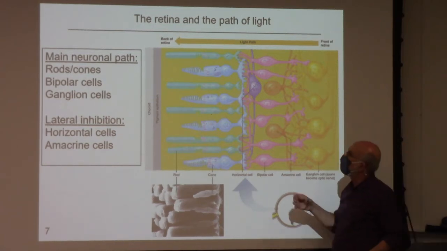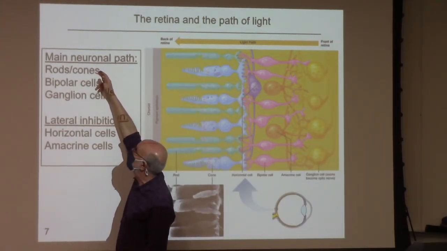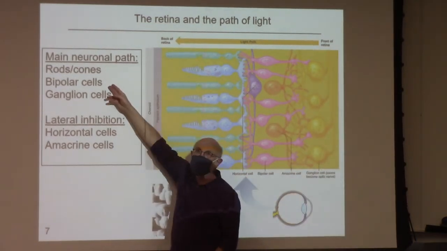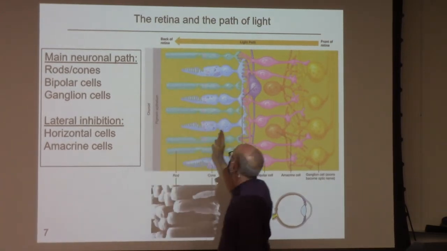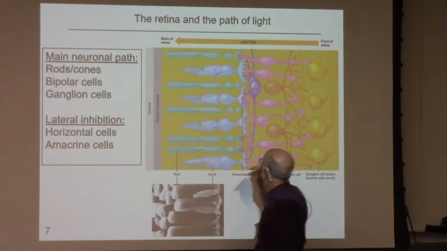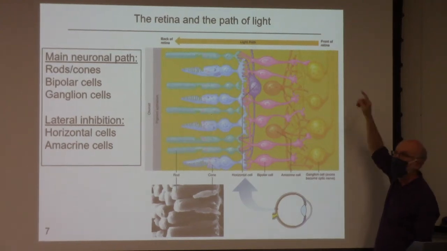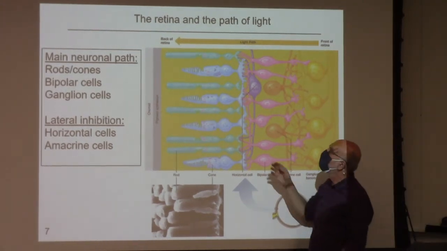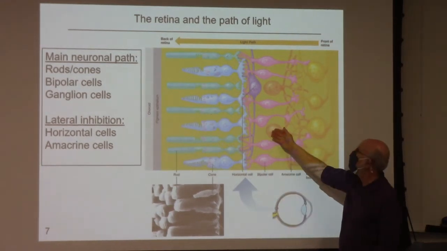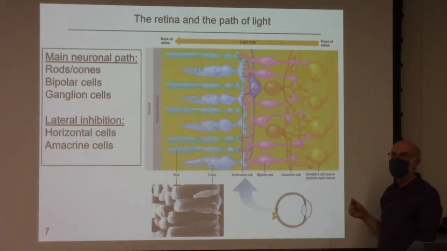So let's talk, so here are the cell types. We've got rods and cones, the photoreceptor cells. The next cell in the pathway are called bipolar cells. The next cell in the pathway are called the ganglion cells, and these are the cells that have axons that make the optic nerve. The rods and the cones do not have axons. The bipolar cells do not have axons. The ganglion cells have the axons.